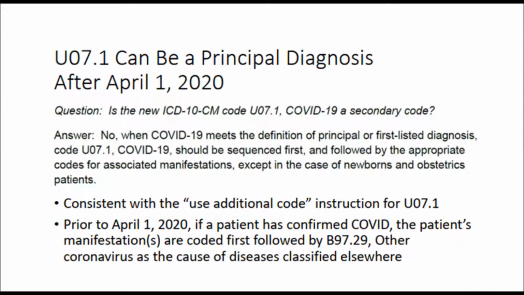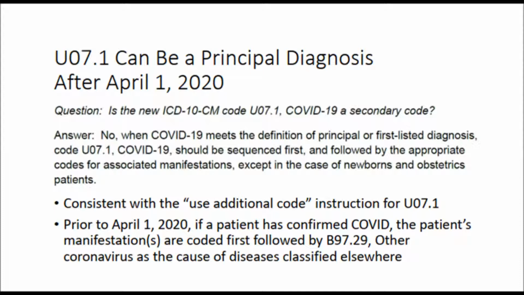U07.1 can be a principal diagnosis after April 1, 2020. Question: Is the new ICD-10-CM U07.1, COVID-19, a secondary code? Answer: No. When COVID-19 meets the definition of principal or first-listed diagnosis, code U07.1, COVID-19, should be sequenced first, and followed by the appropriate codes for the associated manifestations, except in the case of newborns and obstetric patients. Consistent with the use additional code instruction for U07.1.